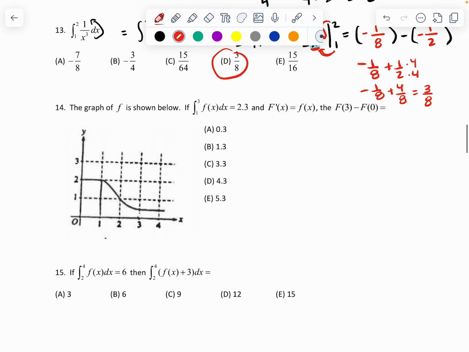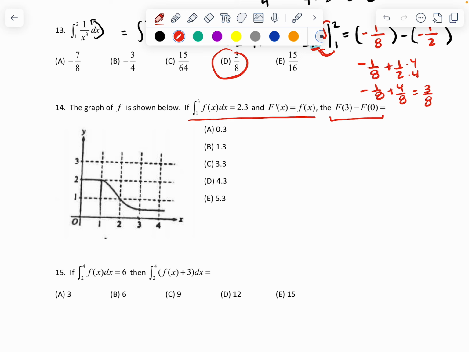Now, 14 is a fun little question. It gives you all of these things, and you're like, what the heck does this all mean? But let's see what they're looking for. They're asking you to find F of 3 minus F of 0. I know it's a big F, and there's a difference between a big F and a little f. I'll show you that in a second.